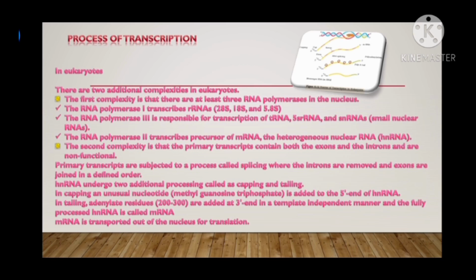But in eukaryotes, the primary RNA transcribed is non-functional due to the presence of introns. Then the process of RNA splicing takes place, and by RNA splicing, introns are removed. Now this non-functional RNA becomes functional and mature mRNA is formed. So children, there are a couple of these additional things which have to take place in the case of eukaryotic RNA.